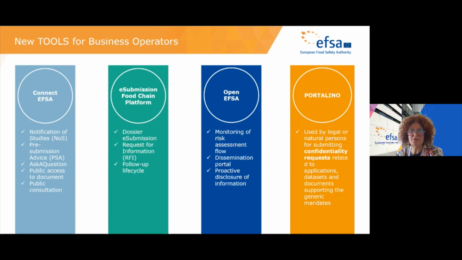And this is the monitoring of the risk assessment flow. This is the dissemination portal, the proactive disclosure of information. I would like to mention, but not detail, the Portalino. It's a tool that is in place. The Portalino will tackle additional data set documents that are submitted to EFSA that are not applications submitted in the electronic submission food chain and that might contain confidential information. So it's a parallel flow. We will not detail it today.